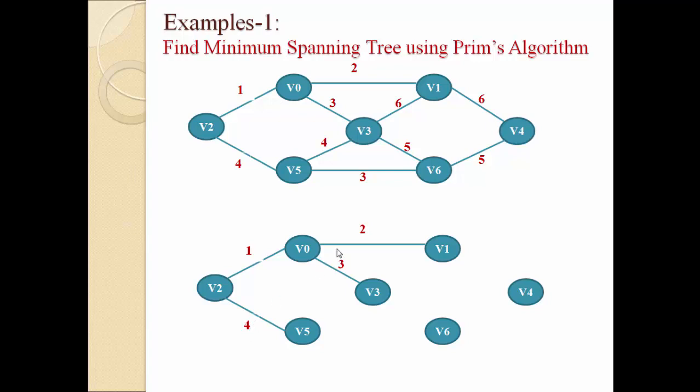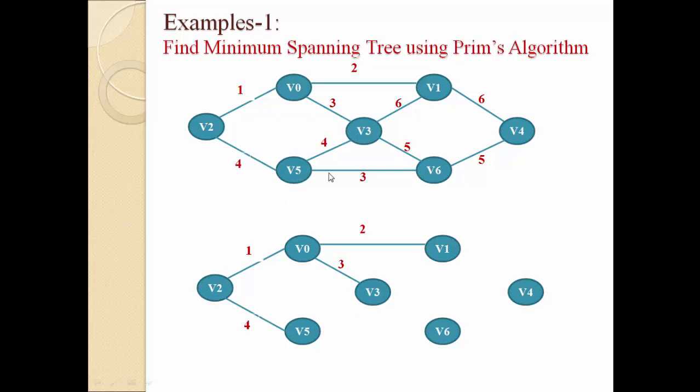Now we have a different choice again. We can choose V5 to V3 which has a cost 4, but here we cannot choose this one because it creates a cycle. So when we connect V5 to V3, it creates one cycle. A cycle is not allowed because we are finding a tree and the tree is an acyclic graph. So we need to check there must not be any cycle. So this path we cannot choose.